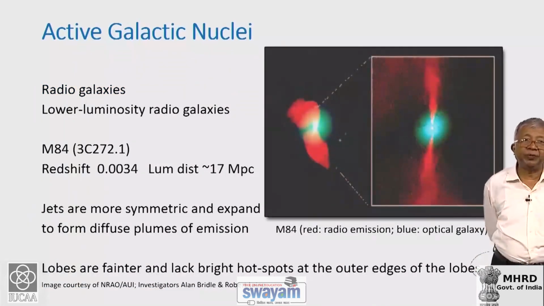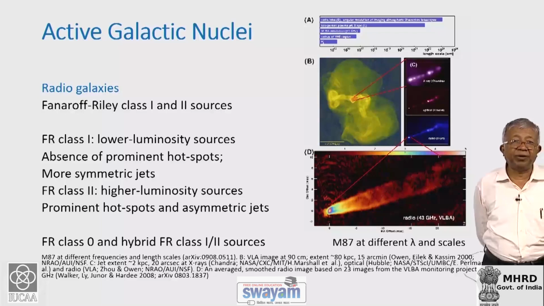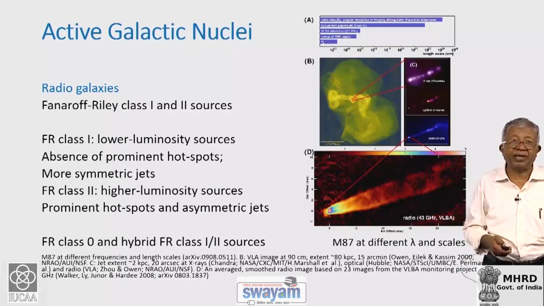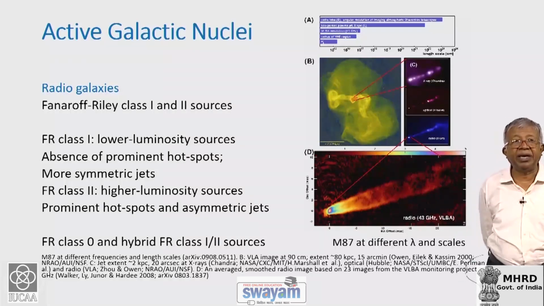Another example of this, I'll show you one or two more examples. M84, 3C272.1, 3C denotes the third Cambridge catalogue, and you can see over here that again there are outer diffuse plumes of emission and symmetric jets, which are squirting out from the nucleus of the active galaxy. Lobes are fainter and lack bright hotspots at the outer edges. This is a more detailed blow up of the galaxy which I showed you earlier in the first slide, M87, just to show you that structures can exist in all kinds of scales. What you saw in the first picture was just the central region of the image on the upper left hand side, and when you look at it at lower resolution, you see more diffuse emission.